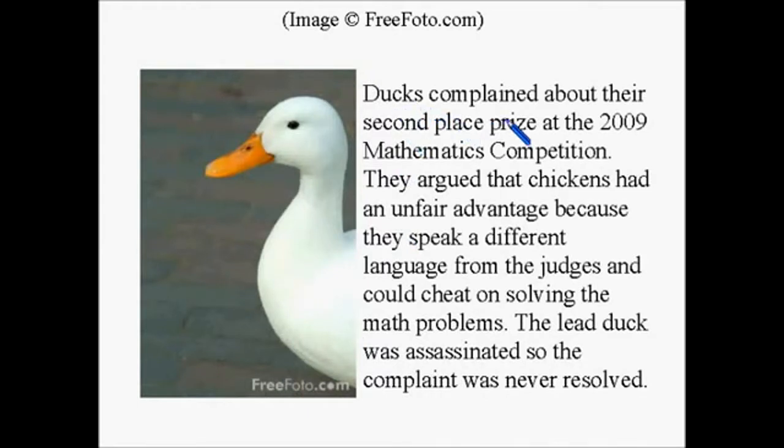Ducks complained about their second place prize at the 2009 mathematics competition. They argued that chickens had an unfair advantage because they speak a different language from the judges and could cheat on solving the math problems. The lead duck was assassinated, so the complaint was never resolved.